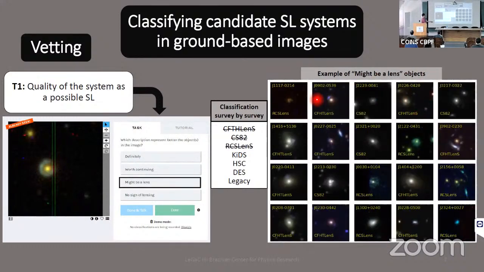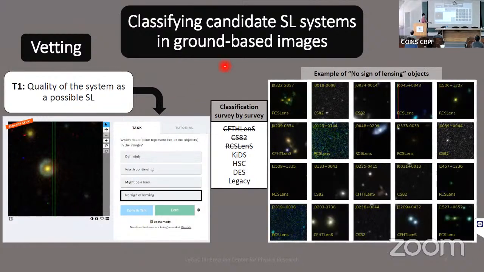So these are examples of might be a lens objects. As I said, there is a central galaxy, a blue spot, but we can't extract much information on some of these objects, so we choose this option. And the no sign of lensing objects. So there is not a central galaxy or any particular interesting aspect in the object.